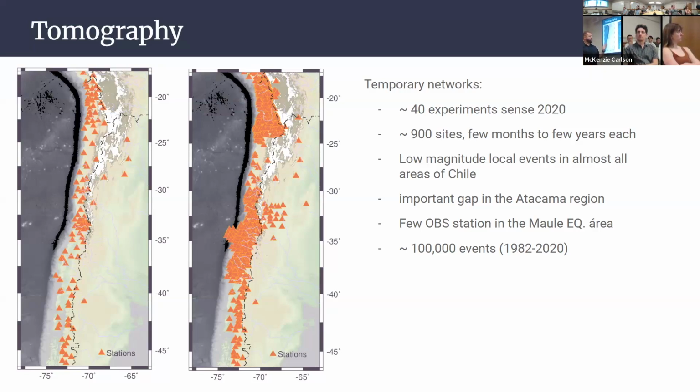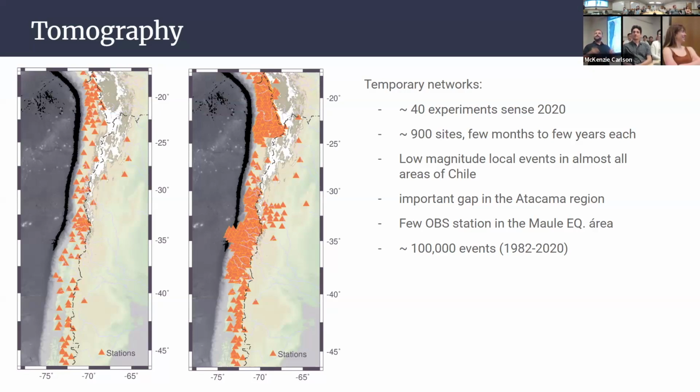The very interesting thing is you have very low magnitude local events using these networks. The problem is in some areas you have no stations, no experiments. Basically, this area is very interesting, I think. Nowadays, since a few years ago, we have more experiments here, and effectively there is a lot to see. But the thing is, no one lives here. So no station, no seismicity, no problem.